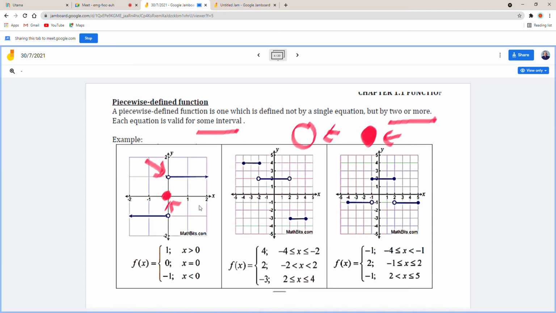Okay, this third example is the same, but for the first one you have to draw a straight line, and the condition is -4 till -1. So you know the straight line is going to be here, but you have to draw from -4 till -1. When you see this symbol, straight away you have to put a black circle. And if you see this symbol, it means an empty circle. Okay, do you understand this part?